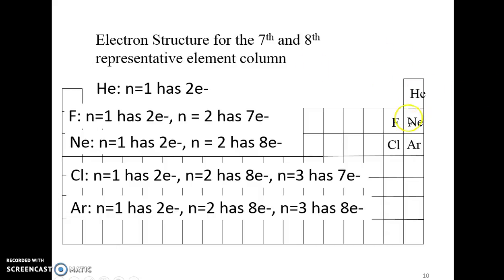All right, let's look at fluorine and chlorine. Both have 2 electrons in n equal 1. Fluorine has only 9 electrons total, so there's only 7 electrons in n equal 2. Chlorine has a total of 17 electrons, so there's 8 in n equal 2 and 7 in n equal 3.